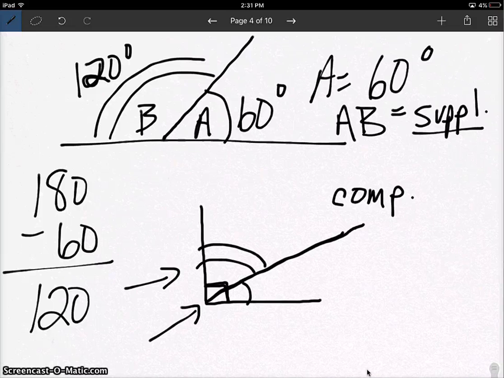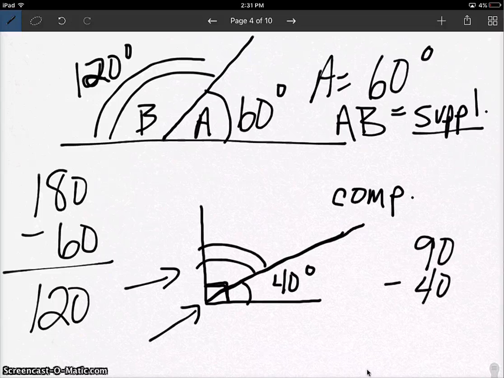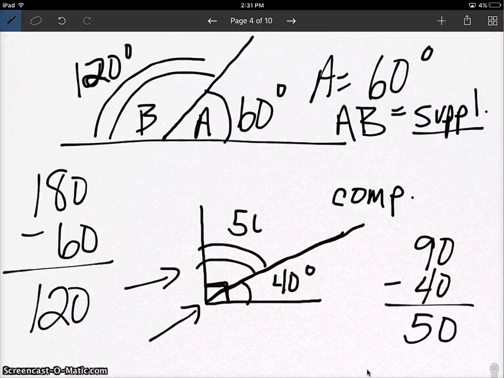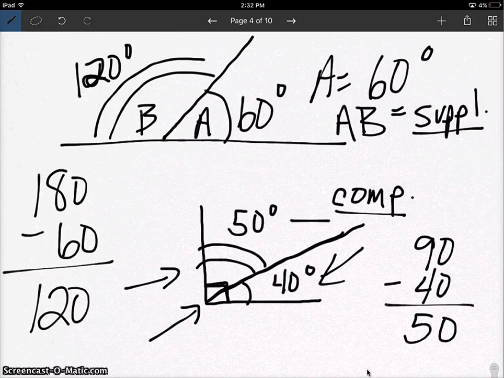But what if I was just given this, and this I knew was 40 degrees? Well, because I know that together they have to equal 90, I'm going to subtract the one I have, and I know that the other one then has to be 50 because I know they're complementary, and I know this one equals 40. As a result, since they're complementary, this one and this one have to add up to 90, so that one has to be 50.